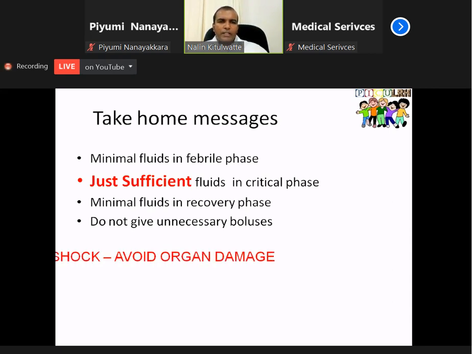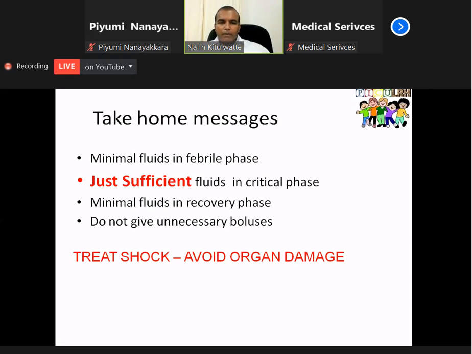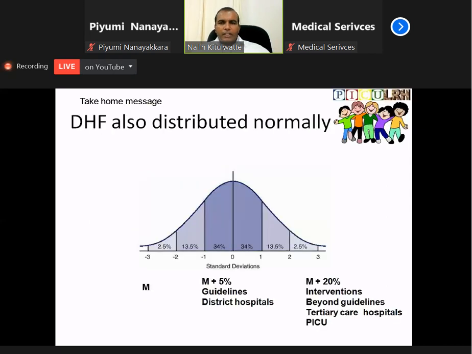So by doing this, we can treat shock and we can avoid organ damage because we are treating shock. And we can prevent fluid overload also because we are giving just sufficient fluid to maintain the hemodynamics. So we are treating shock, we are preventing fluid overload. So these are the main causes of death in dengue. So if you can prevent these two, definitely we can prevent the death.